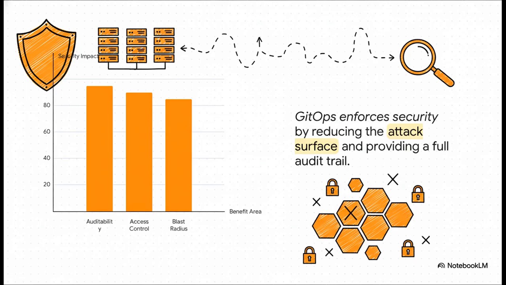And we have to talk about the huge security wins here. Because every single change has to go through Git, you get this perfect audit trail of who changed what, when, and the pull request tells you why. Even better, you can start taking away direct kubectl access from your developers, which dramatically shrinks your attack surface. It's a perfect fit for a modern, zero-trust world.